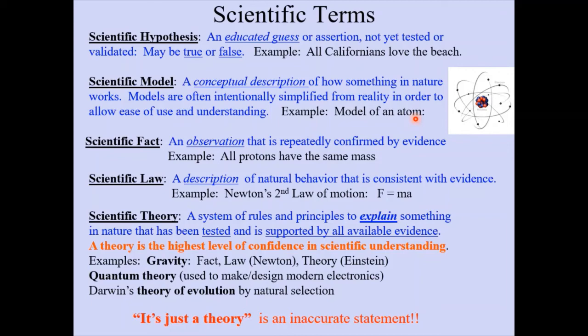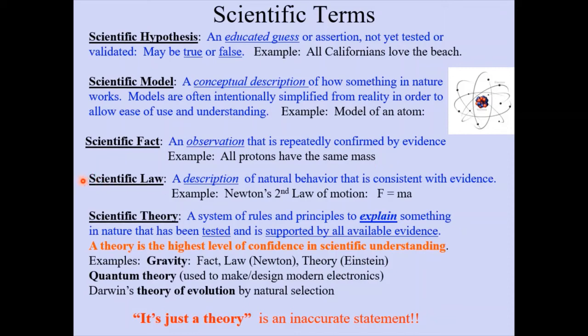So some models are better than others. A scientific fact is an observation that is repeatedly confirmed by evidence. So for example, all protons have the same mass. Well, this is true. Every proton that has ever been measured by a physicist has precisely the same mass. In a sense, every proton is identical to each other. So this is just taken as a fact.